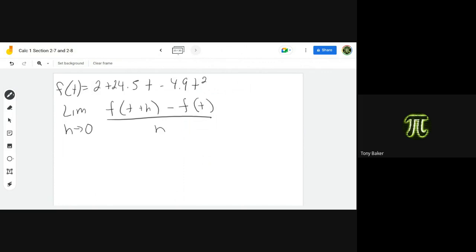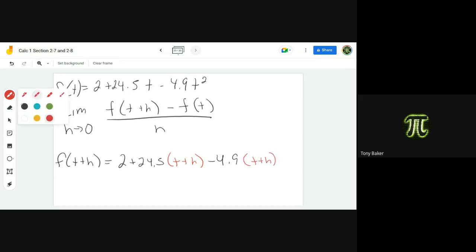So this first step becomes 2 plus 24.5 t plus h minus 4.9 t plus h squared. And that's just for the first part. And then you do it just for p afterwards. That one you already have. You just literally have to write that in.